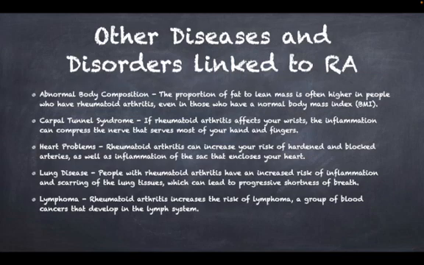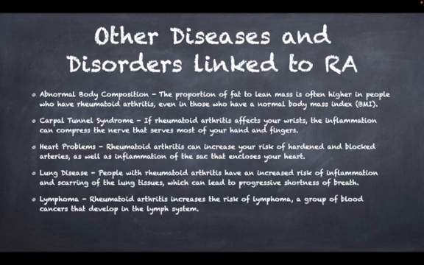Rheumatoid arthritis can increase your risk of hardened and blocked arteries, as well as inflammation of the sac that encloses your heart. Lung disease. People with rheumatoid arthritis have an increased risk of inflammation and scarring of the lung tissues, which can lead to progressive shortness of breath. Lymphoma. Rheumatoid arthritis increases the risk of lymphoma, a group of blood cancers that develop in the lymph system.